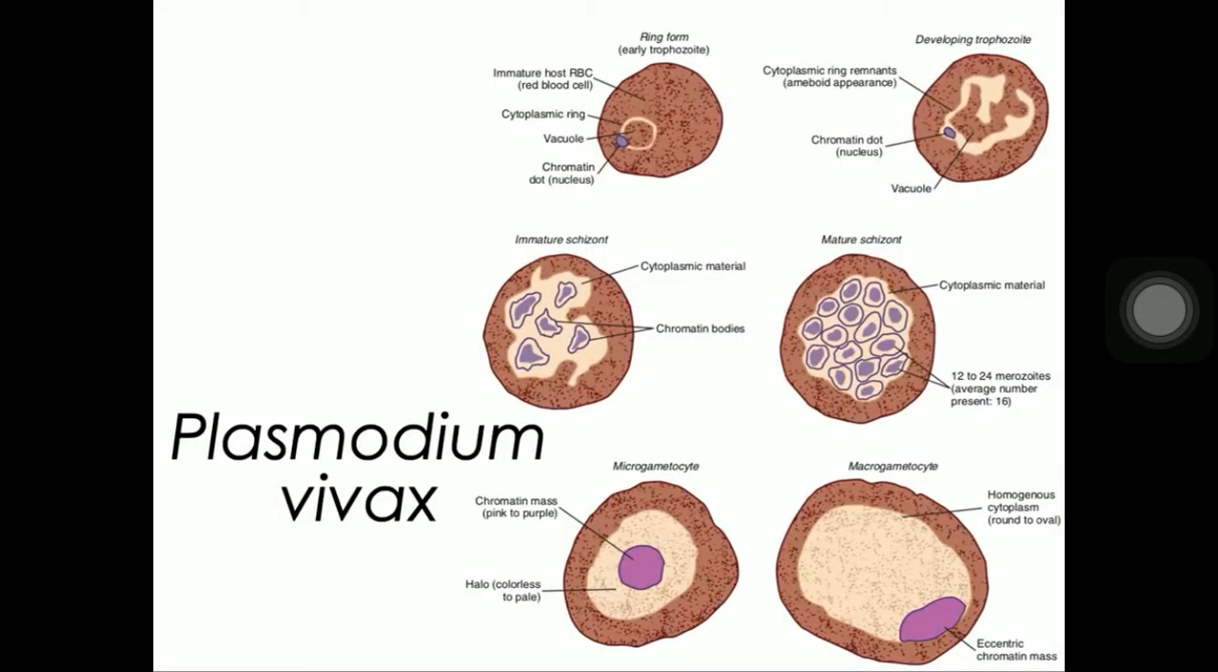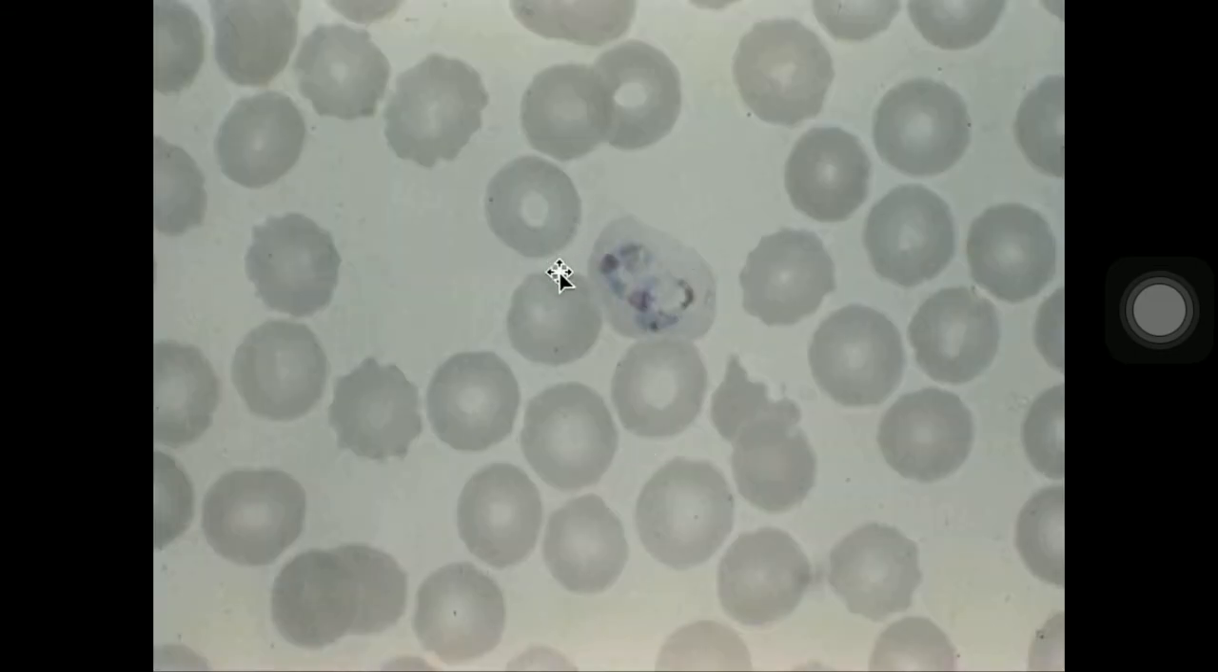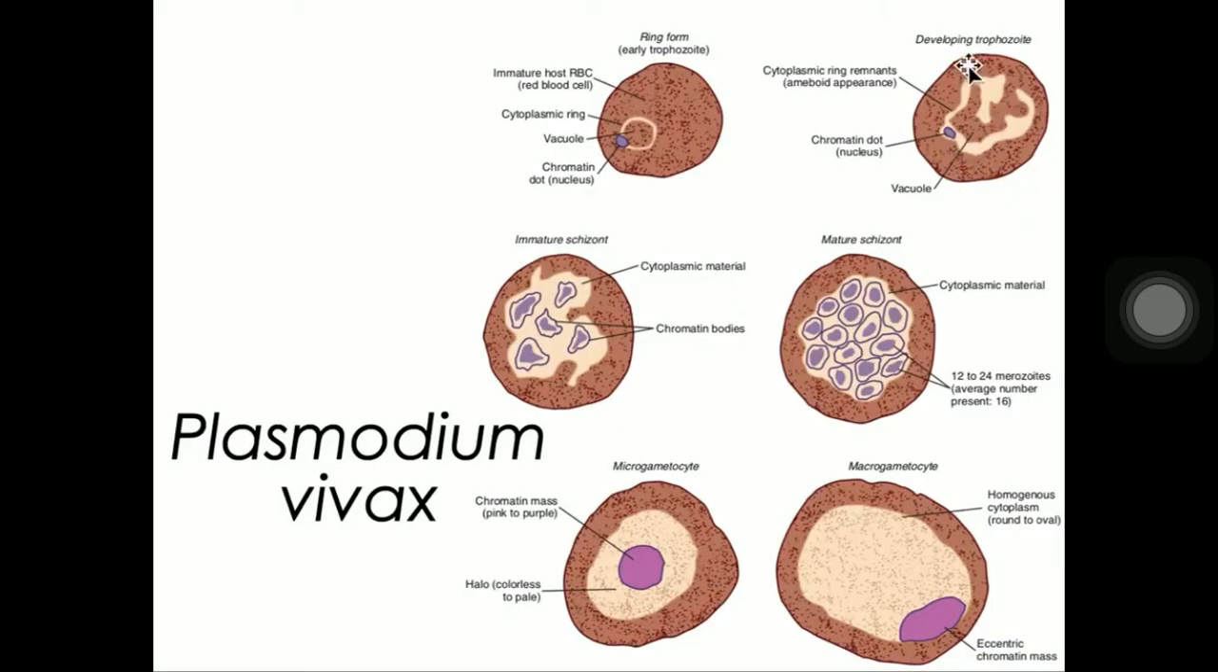The trophozoite of Plasmodium vivax is described as amoeboid. So it has an amoeboid trophozoite, Plasmodium vivax. With Plasmodium vivax, again, you can see its ring form, only one per cell present. And then we have the presence of amoeboid trophozoites. Vivax contains Schüffner's dots. You can see those as well. Its Schüffner's dots are very distinct.